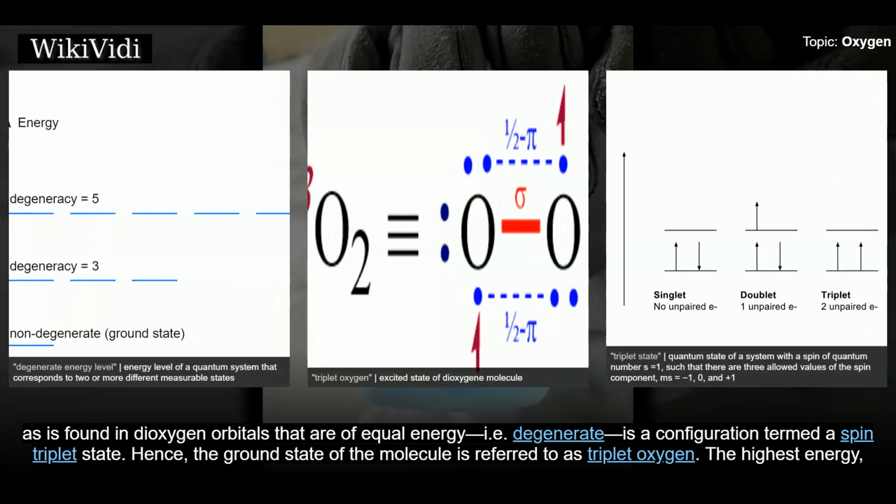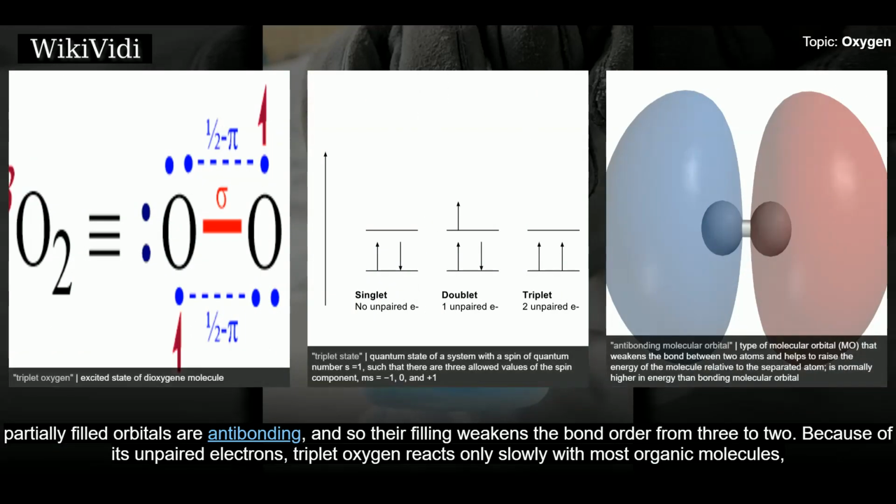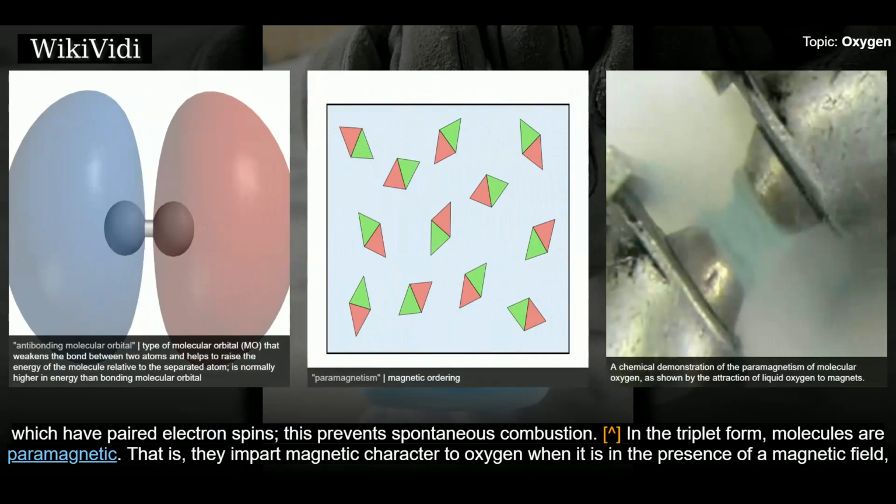As is found in dioxygen, orbitals that are of equal energy, i.e. degenerate, is a configuration termed a spin triplet state. Hence, the ground state of the molecule is referred to as triplet oxygen. The highest energy, partially filled orbitals are antibonding, and so their filling weakens the bond order from 3 to 2. Because of its unpaired electrons, triplet oxygen reacts only slowly with most organic molecules, which have paired electron spins. This prevents spontaneous combustion. In the triplet form, O2 molecules are paramagnetic. That is, they impart magnetic character to oxygen when it is in the presence of a magnetic field.